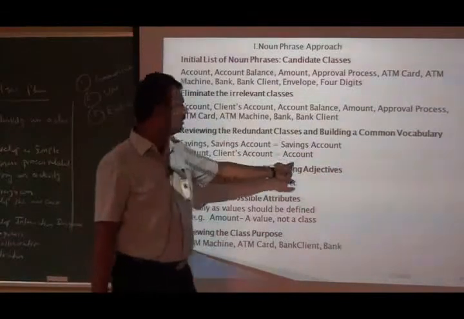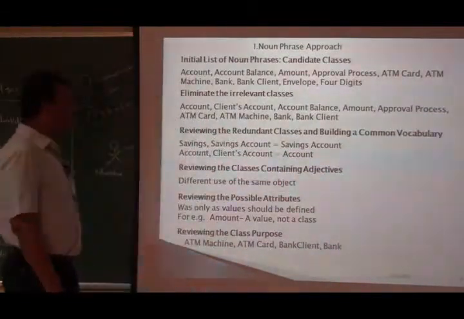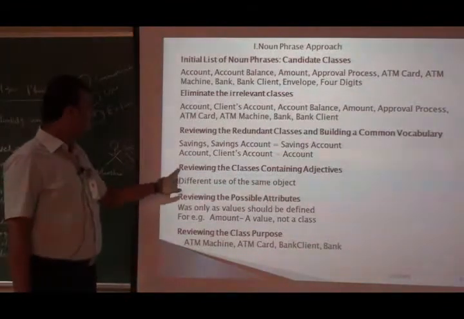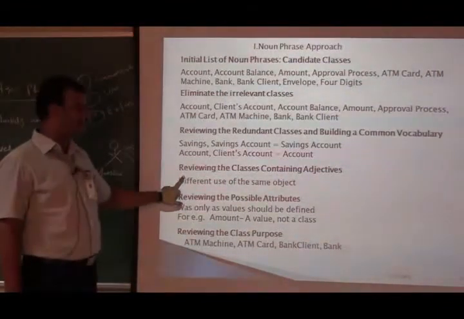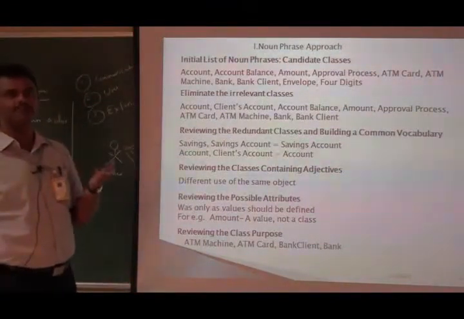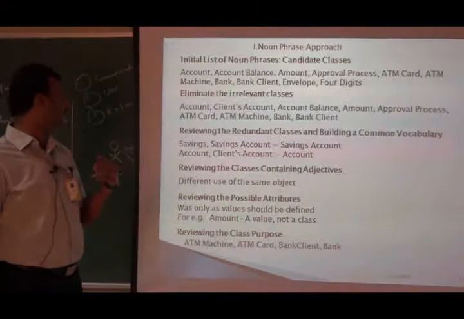It combines as the account. That's why we are reviewing the redundant classes, and also we are going to build a common vocabulary. Then, reviewing the classes that contain adjectives. What do you mean by adjective? The adjective is the different use of the same object. So, we are going to eliminate one of the objects.